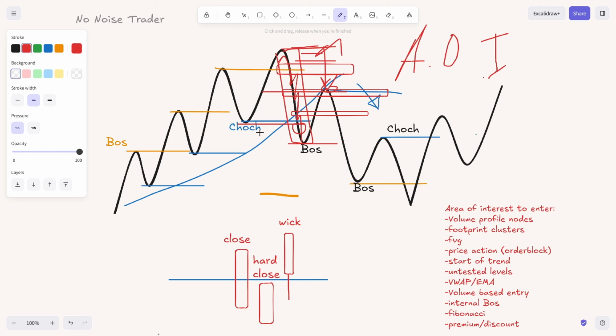So we have the break of structure, we have the change of character, and we have ways of identifying the break or change of character, which are wick, close, or hard close, depending on your risk appetite. We've seen possibilities of fake breaks and genuine breaks, why fake breaks are fake and why genuine breaks are genuine. We've also seen that genuine breaks don't guarantee a reversal. You need to be aware of that. We've also seen the external, which is this, and the internal, which is inside an impulse.